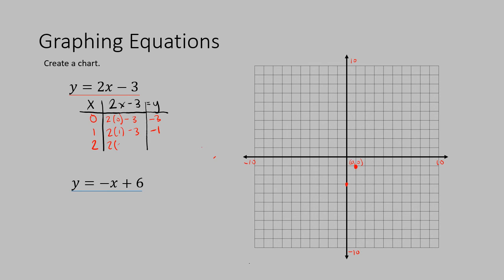So 2 times 2 minus 3. That's 2 times 2 is 4, minus 3, and we're left with 1. So that means the point (2, 1) is also on this line.